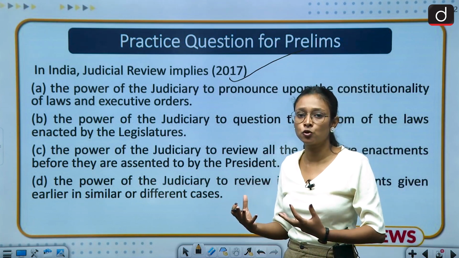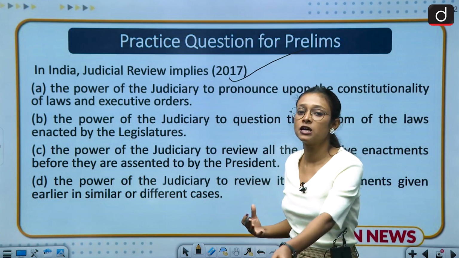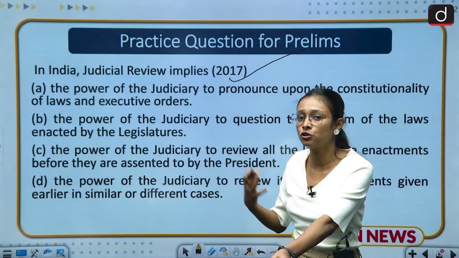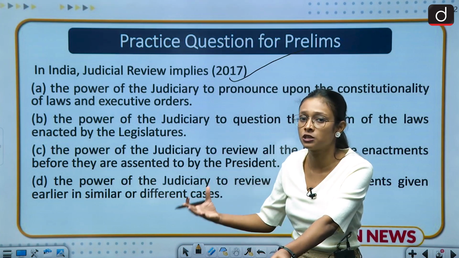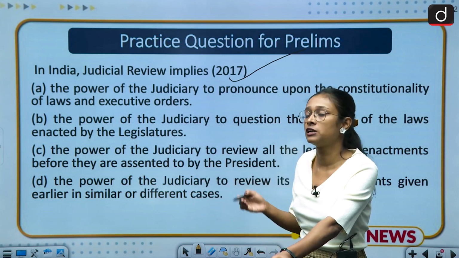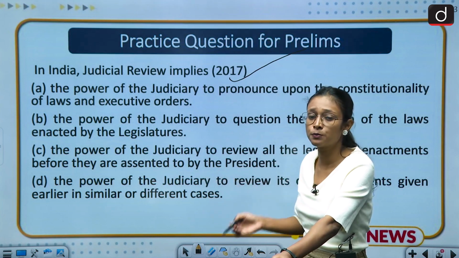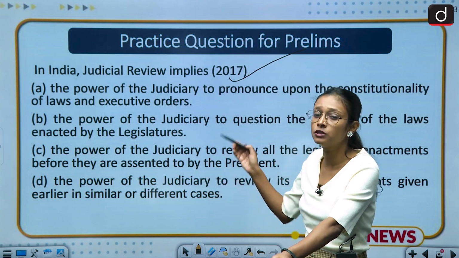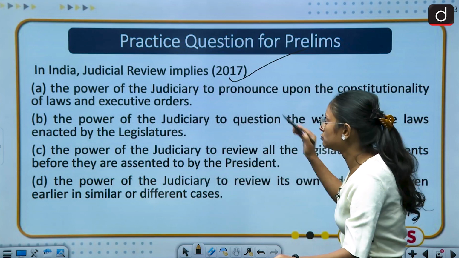The Supreme Court and many courts conduct their judicial review and introduce many things related to it. That's why there can be a question in your mains related to judicial review, and in your prelims also a question can come from judicial review. So moving to the mains part.